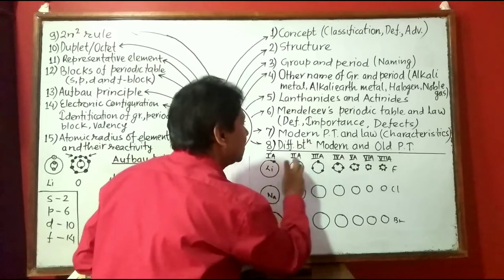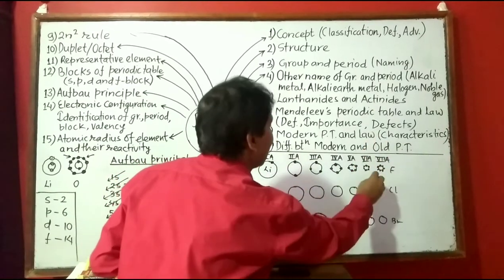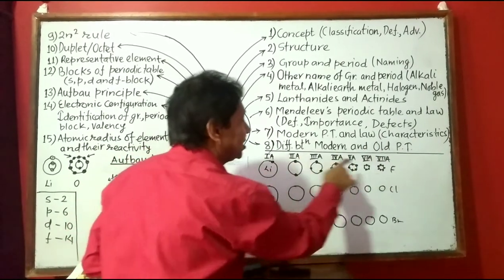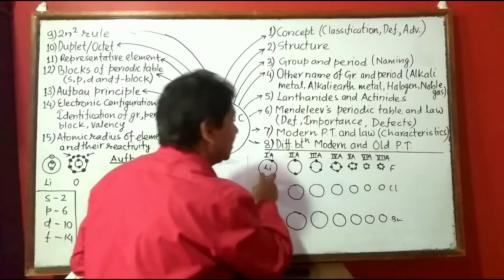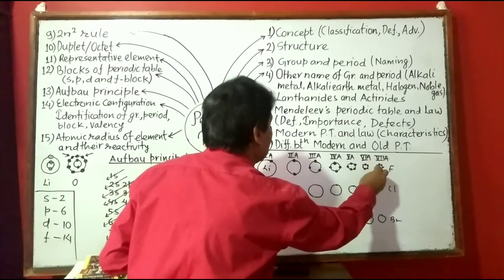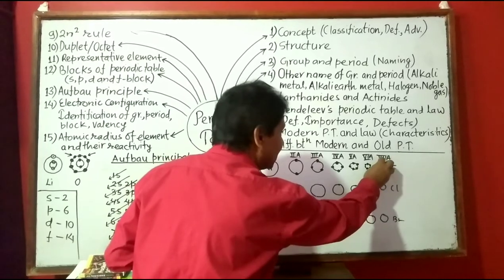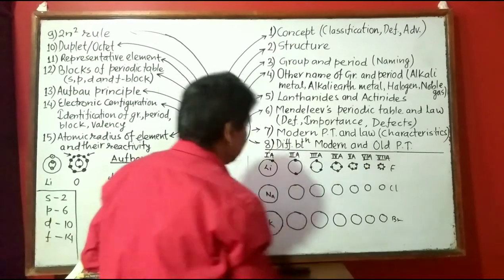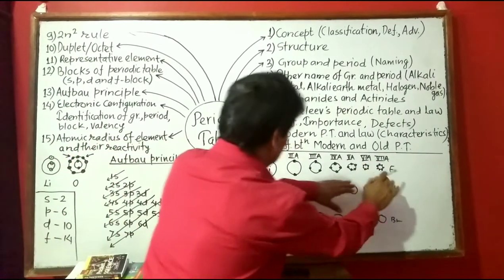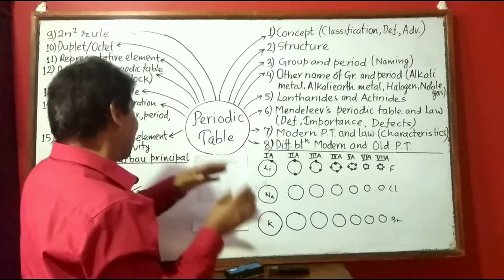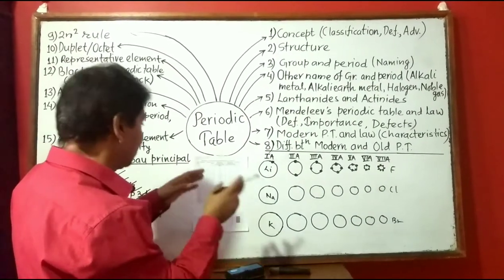That's why many electrons are attracted by many protons. So the atom goes on shrinking and shrinking, and at last, look at this, if we start from lithium and end at fluorine, the atomic radius of fluorine is very small because a greater number of electrons are attracted by a greater number of protons, and that's why it shrinks a lot. This way, atomic radius goes on decreasing. What is its effect on the reactivity of the element?